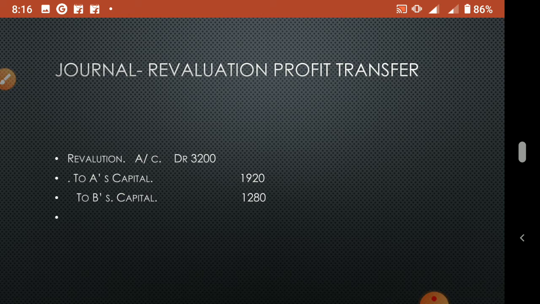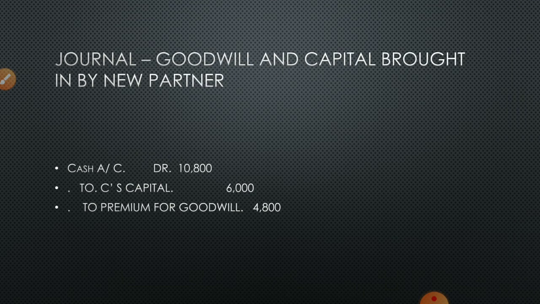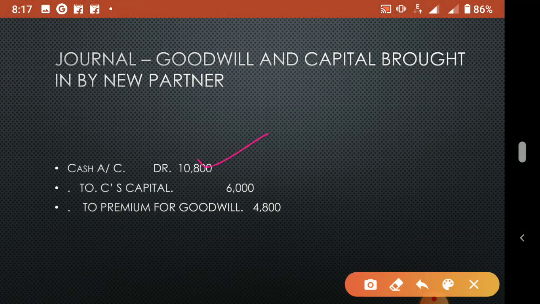Now what are the items remaining? We'll see. He brought cash, capital, and goodwill, so we haven't passed the journal entry for his capital and goodwill. That's two items remaining. So just check the question for what is remaining. Now the remaining items are capital and goodwill, which we already studied. What do we write? Cash account debit, to C's capital 6,000, then to premium for goodwill 4,800. So he brought 6,000 as capital and 4,800 as goodwill. How much did he bring in total? 10,800.